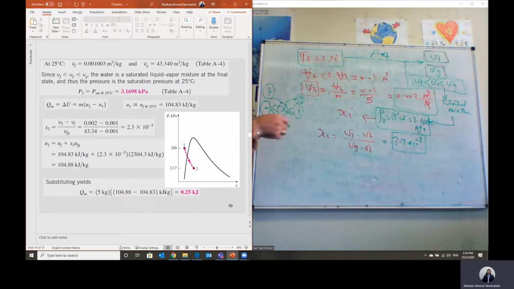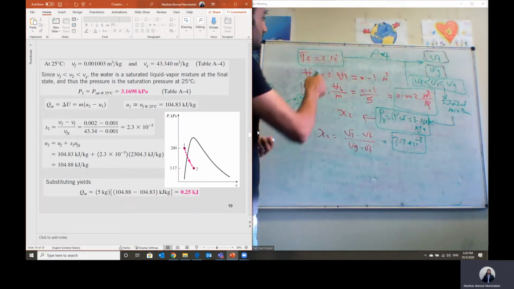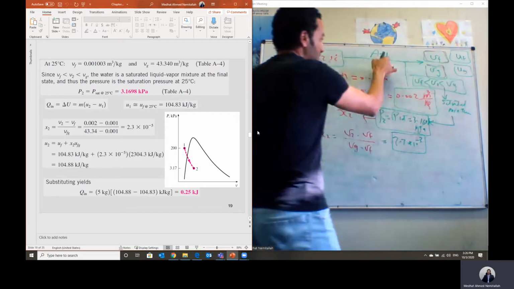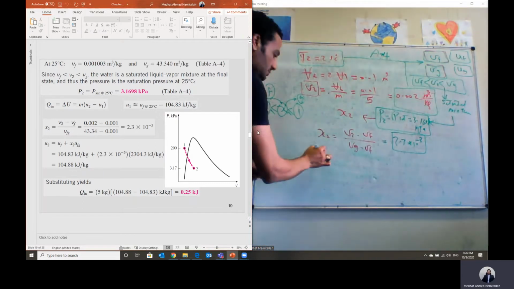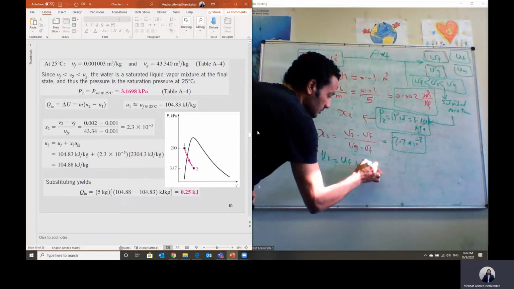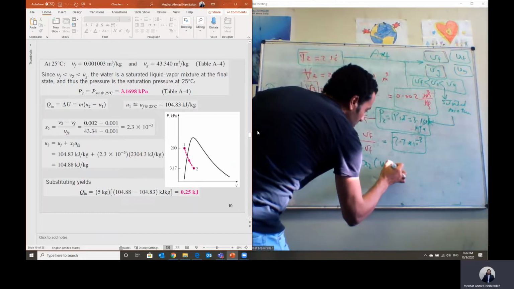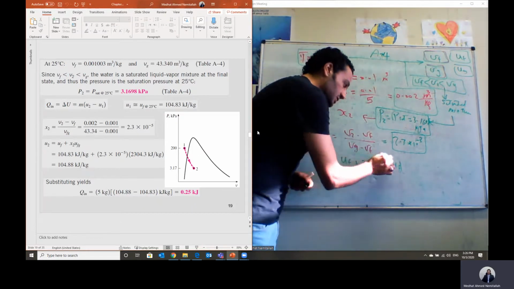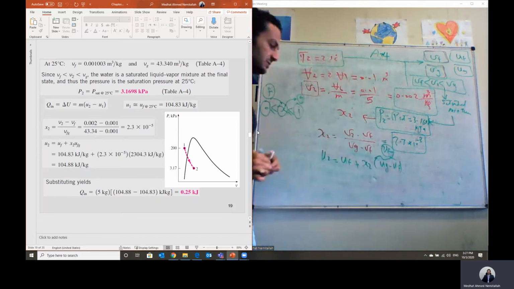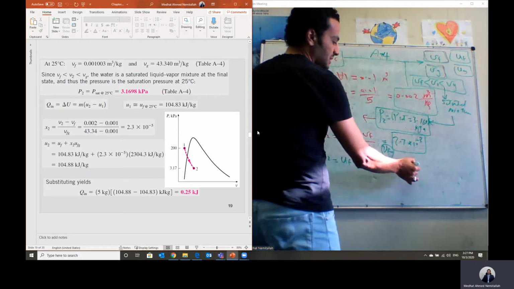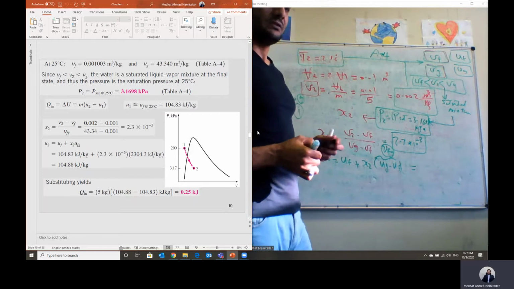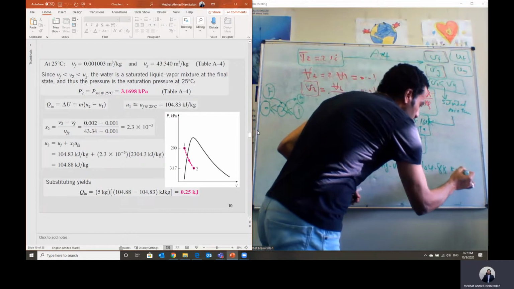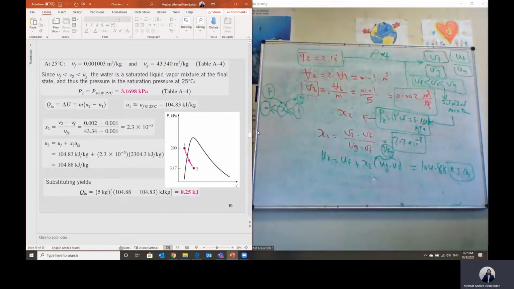But in this case, we have calculated X2. At this temperature we can also get U fluid and U gas from table A4. Then using this X2, we can say U2 will equal to U fluid plus X2 multiplied by U gas minus U fluid. Or you can just say U gas minus U fluid is UFG, and you can read this value directly from the table. We have all values, then we can calculate U2. If you calculate U2, it will equal 104.88 kilojoule per kilogram.